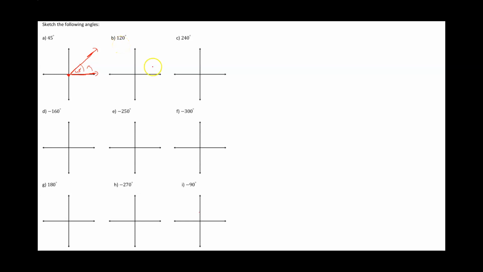Okay, now we have 120 degrees. Remember that this is 90, this is 180, this is 270, and if you make a full rotation, then you come back to 360 degrees. So if you want to sketch 120 degrees, again, you have a vertex, you have your initial side that never changes. Because the angle is positive, we're going to go up. So this is going to be 90 degrees. To get to 120, we know we have to go 30 more because 90 plus 30 is 120. So this angle here is going to be 120 degrees.